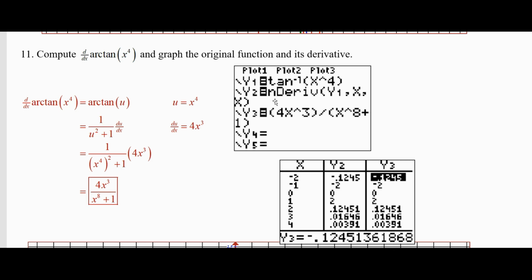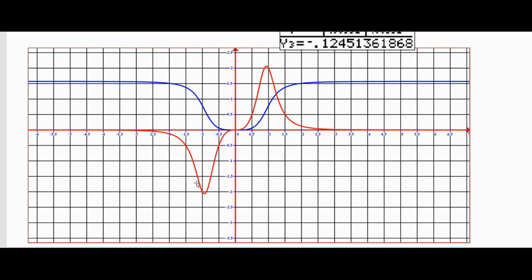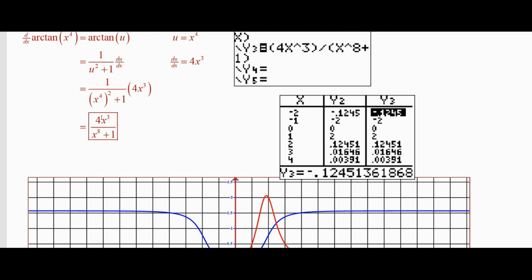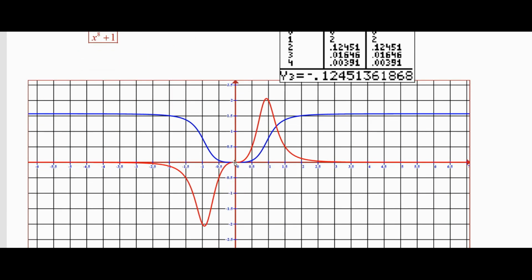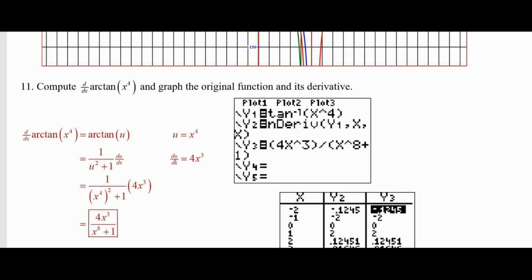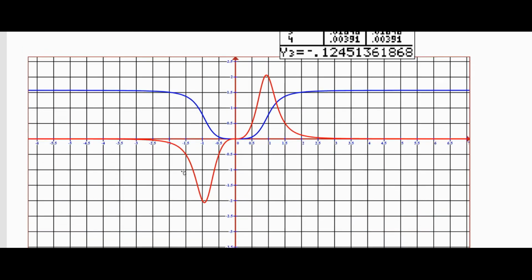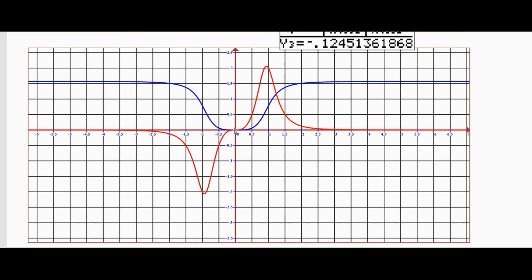Once again, here's the check in the calculator. Everything seems to be checking out nicely. There's the graph of the original function in blue and the derivative in red. Notice that the derivative is 0 only one time when x is 0. And that's when we're going to have a local minimum, actually a global minimum as well, for the original function. And when x is 0, the original function is also 0. 0 to the fourth is 0. The arctangent of 0 is 0. So the original function goes through the origin, and that's a minimum.